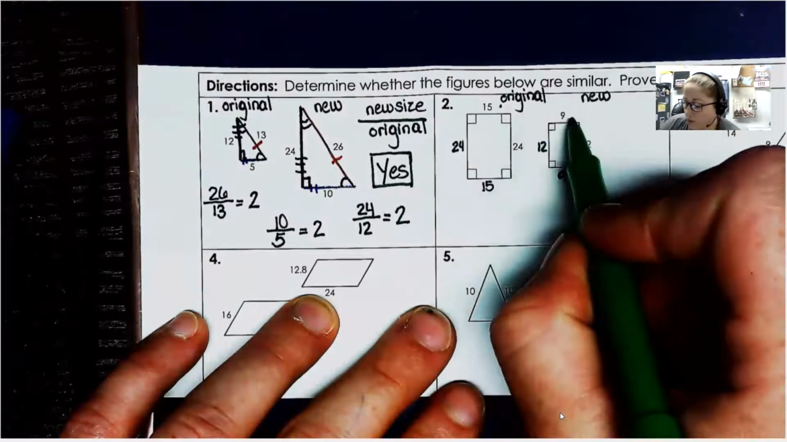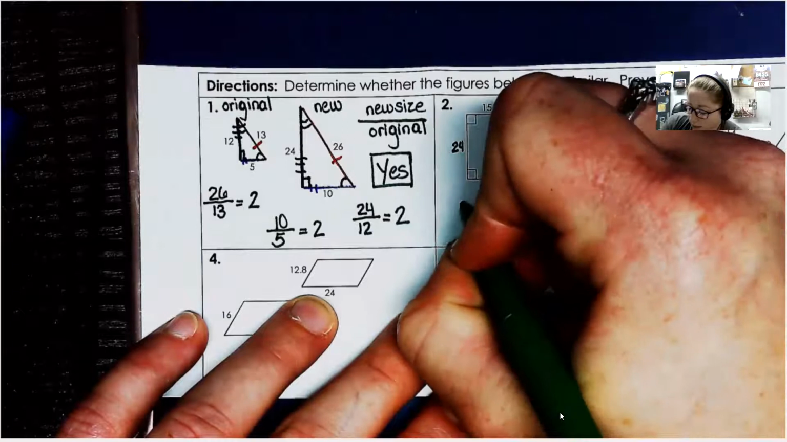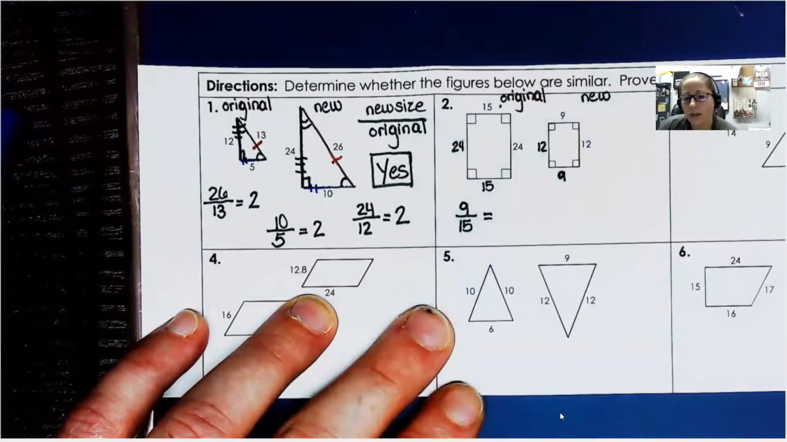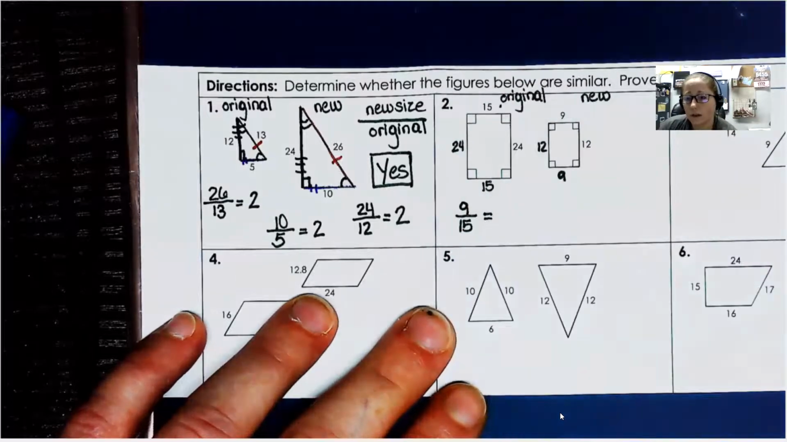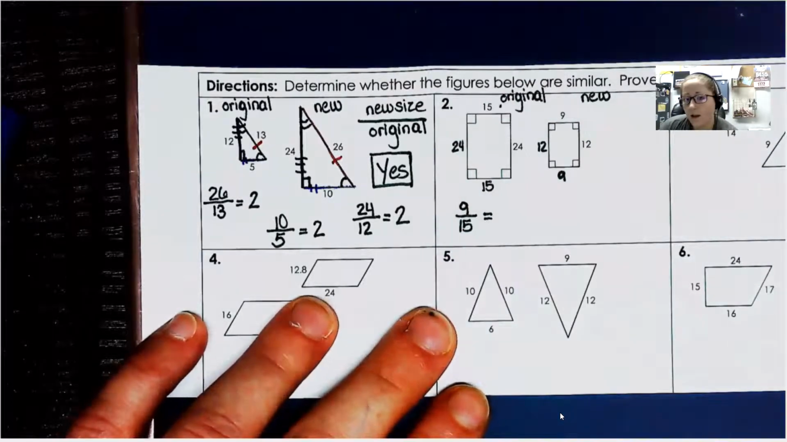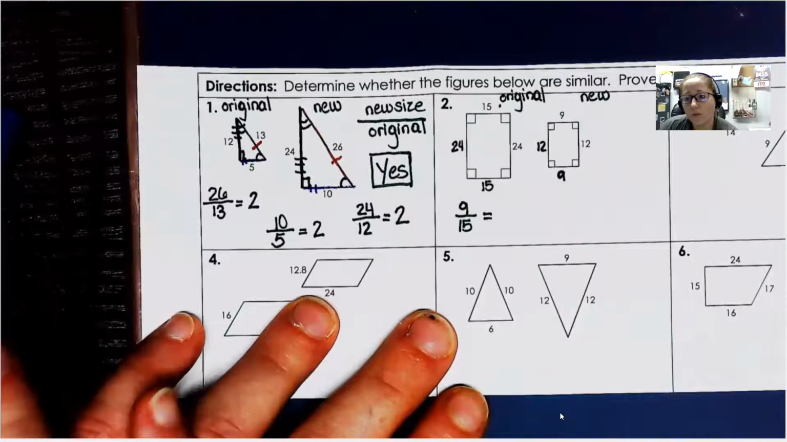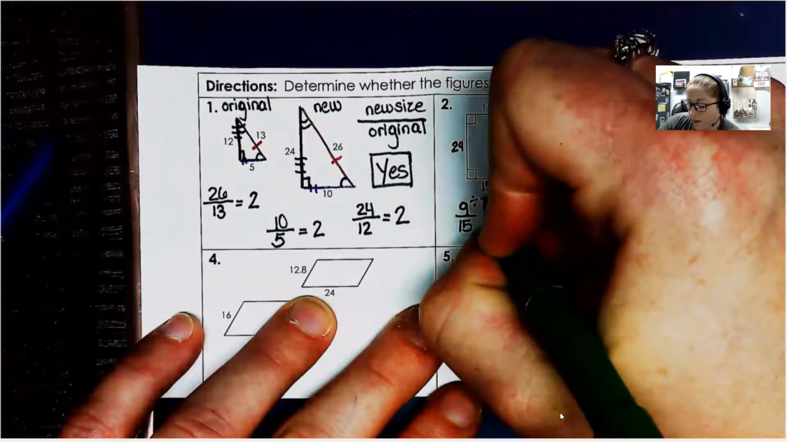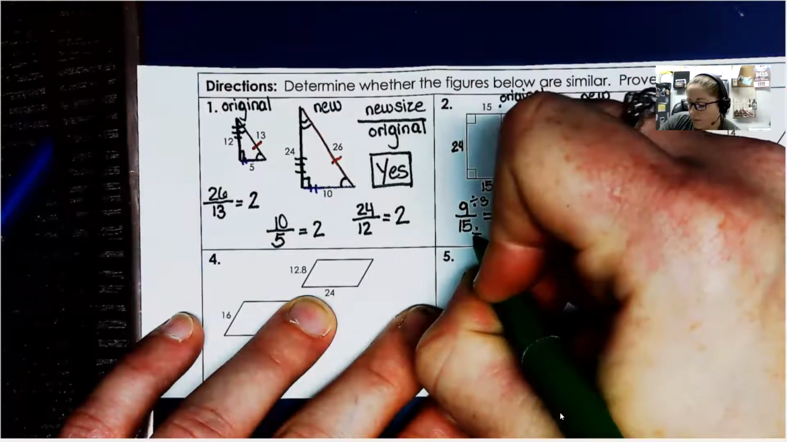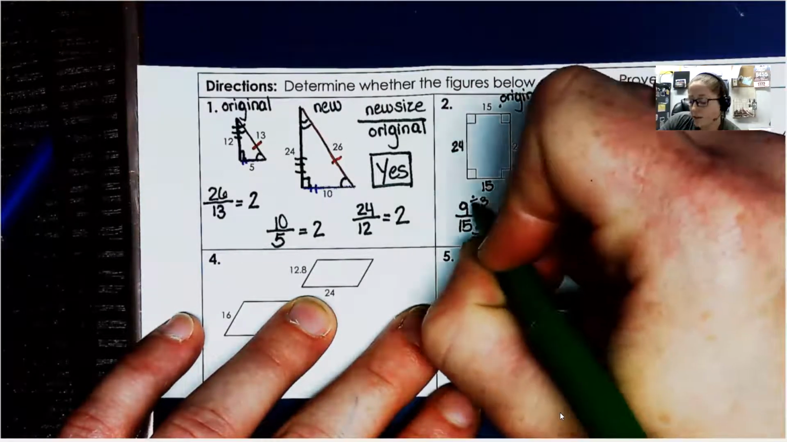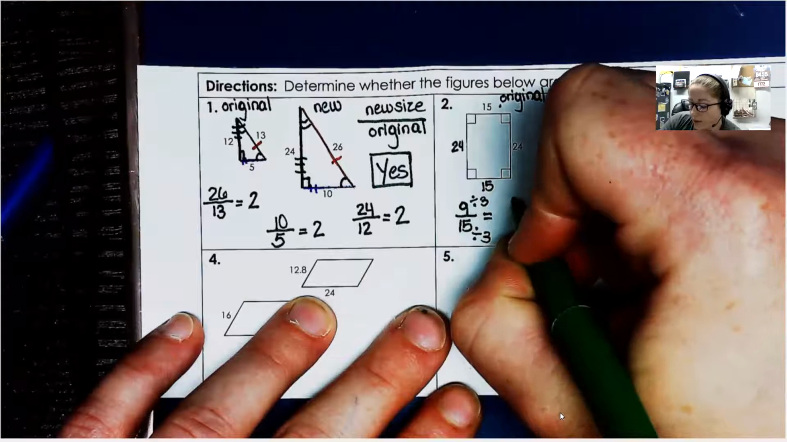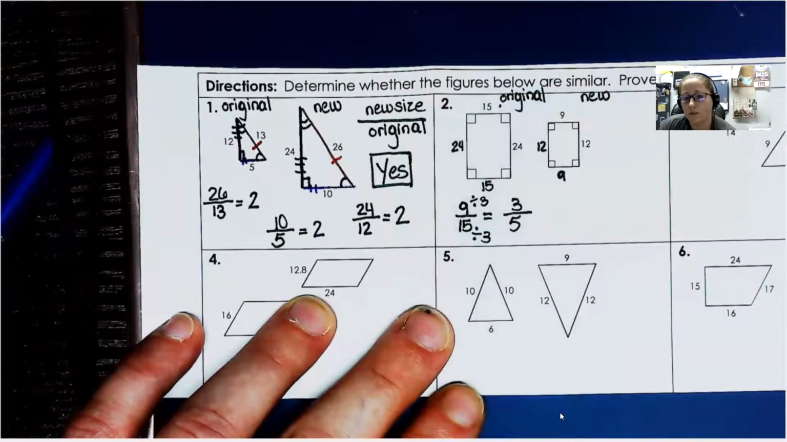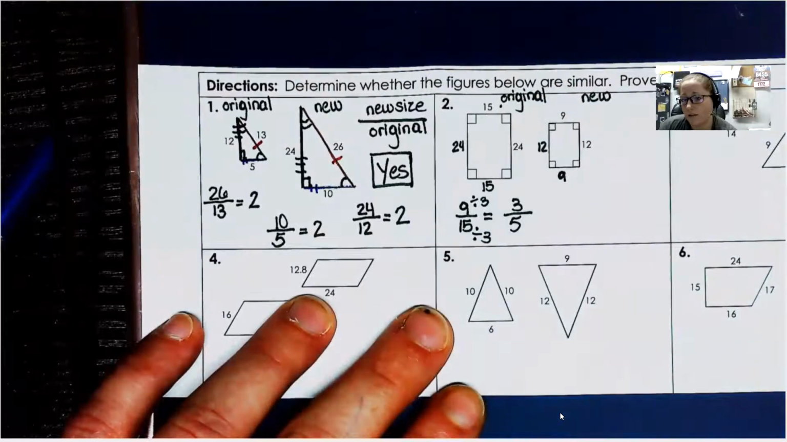So we would say the new is 9, and we would take that over 15. Now this fraction, we can actually reduce it a little bit smaller. Think of a number that goes into both 9 and 15. We could divide both by 3. We would say 3 goes into 9 3 times, and then 3 goes into 15 5 times. So that's our scale factor of that first side.